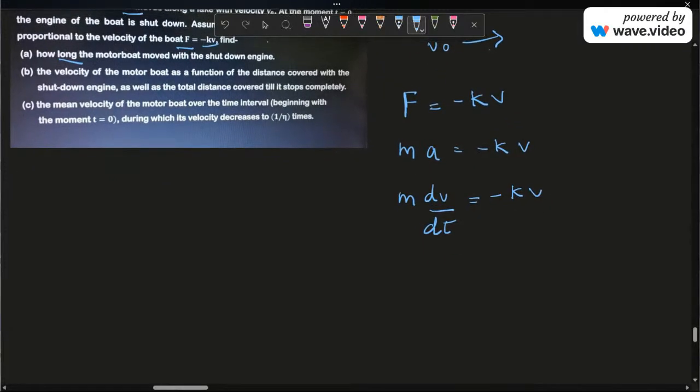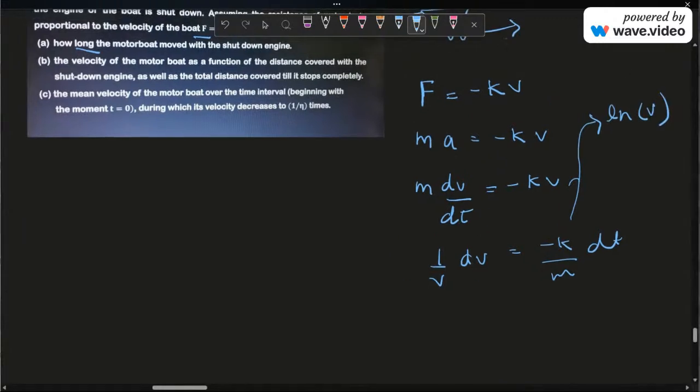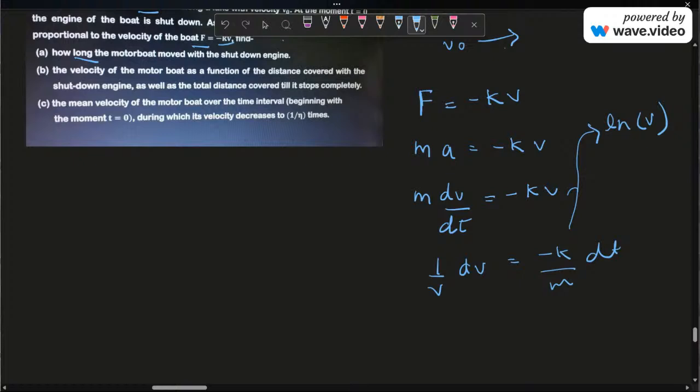So since k is given, now minus m by k dv by dt. So 1 by v dv is equal to minus k by m dt. So 1 by v will give you ln v. How long the boat will move with the engine shut down.